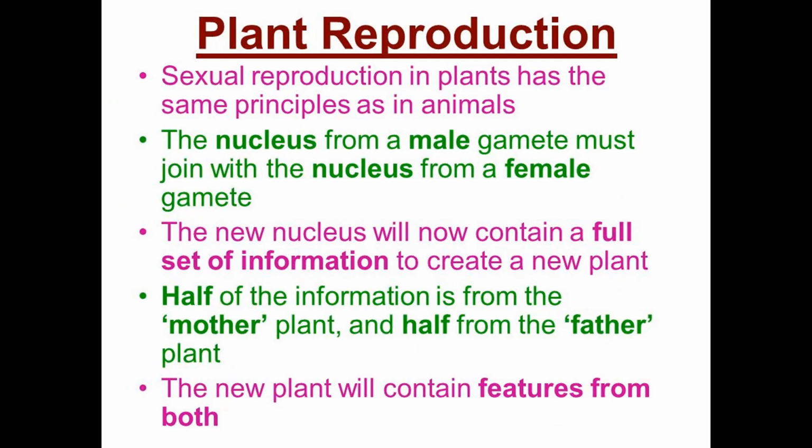Then we have plant reproduction. Sexual reproduction in plants has the same principles as in animals. The nucleus from a male gamete must join with the nucleus from a female gamete. The new nucleus will now contain a full set of information to create a new plant. Half of the information is from the mother plant and half from the father plant. The new plant will contain features from both.